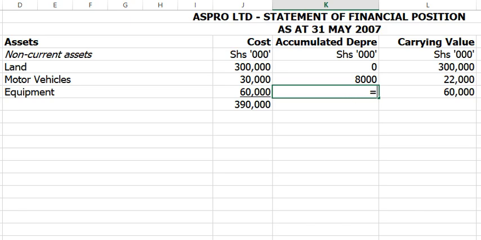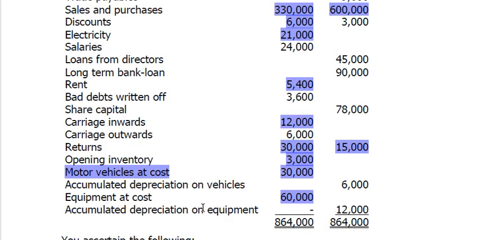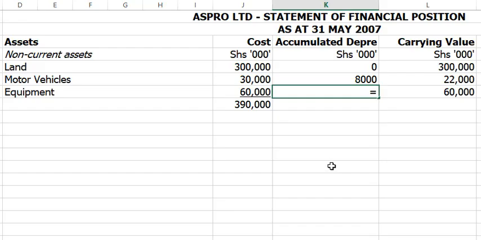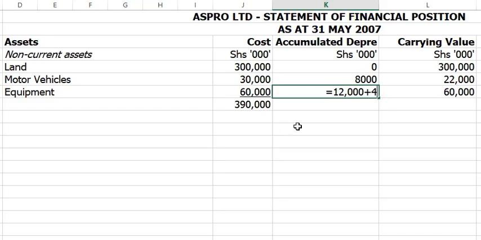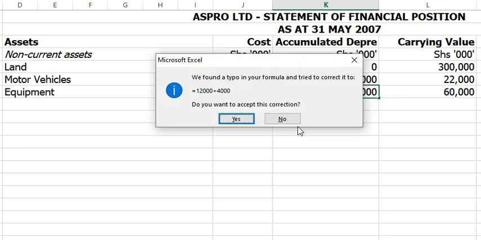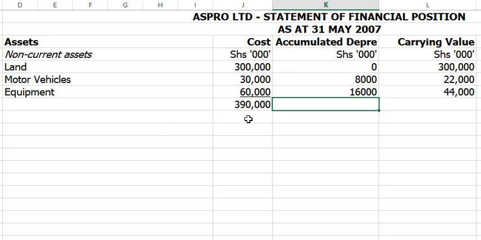Equipment, you still do the same to get the accumulated depreciation balance. Get the balance from the trial balance as at the start. Equipment, that is 12,000. Then you add the charge that was made in the income statement. Equipment, that is 4 millions. So plus 4 millions, giving us 16,000. So 60,000 minus 16,000, that is 44,000, the carrying value.